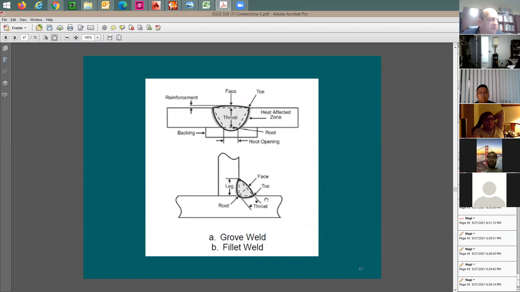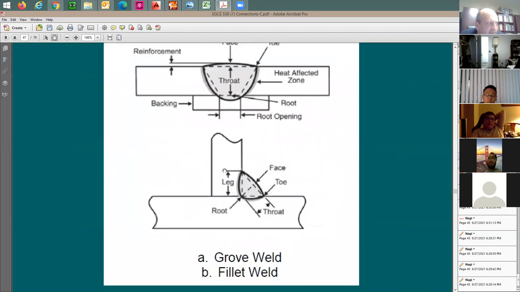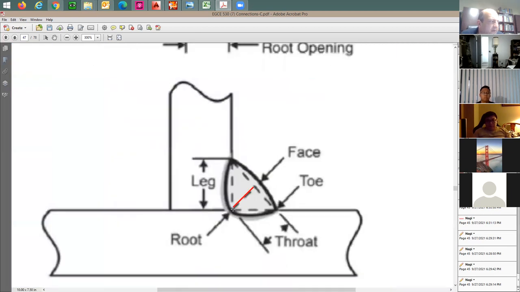What I really care about when it comes to this fillet weld is going to be the thickness of the weld. Now, where is the thickness of the weld? Thickness of the weld is going to be the leg length. But the effective is going to be actually this length, which is this throat. You see the distance, which is the throat? I'm going to put this length. This is going to be the real critical one. This is going to be resisting the shear.